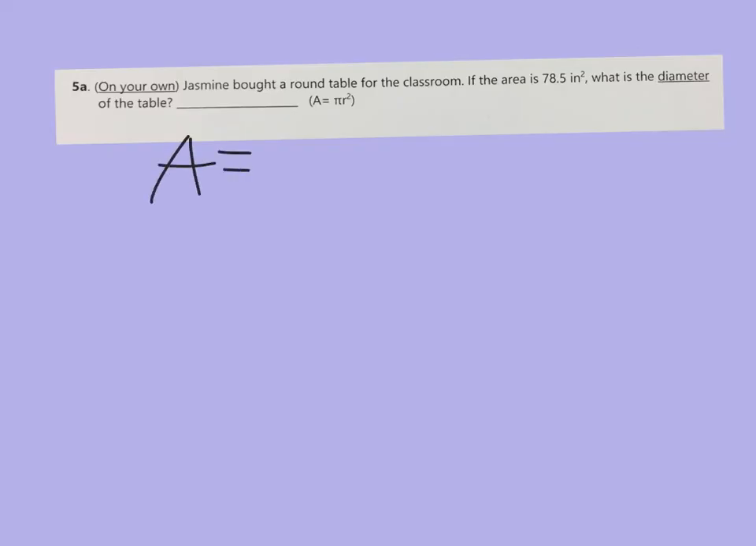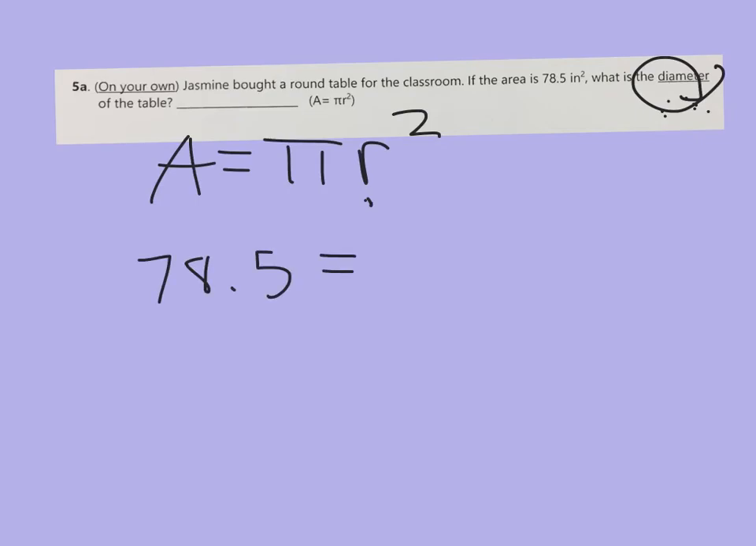So area equals pi r squared. So I'm going to figure out first what the radius is, and then I'm going to have to eventually change that to the diameter by doubling it or multiplying it by 2. All right, so I'm going to fill in what I have. 78.5 equals pi, which is 3.14, times the radius squared. We don't know what that is.